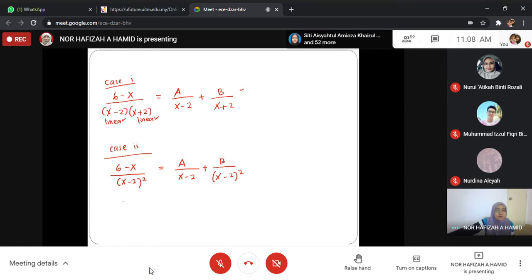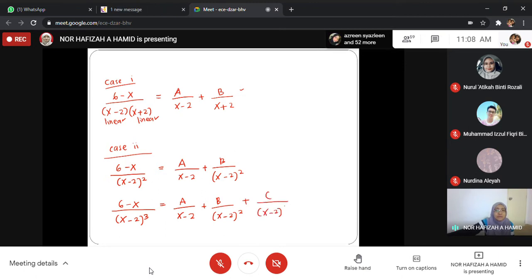Or we have 6 minus x over x minus 2 to the power of 3. Okay, so the form for the partial fraction is a over x minus 2 plus b over x minus 2 to the power of 2 and plus c over x minus 2 to the power of 3. So I gave you two examples for case 2.